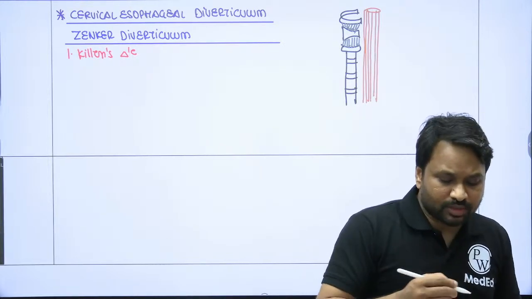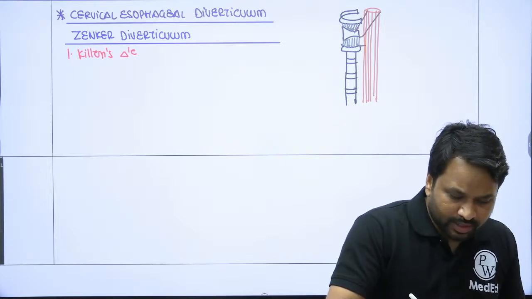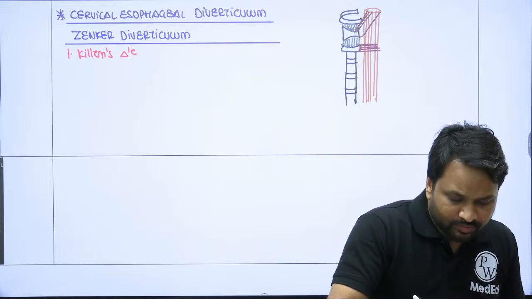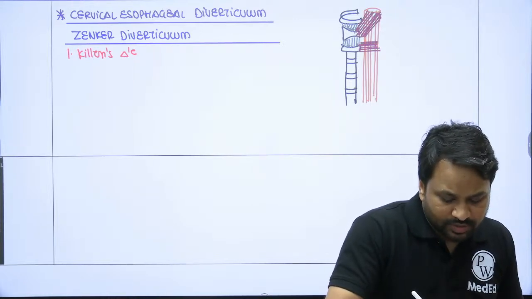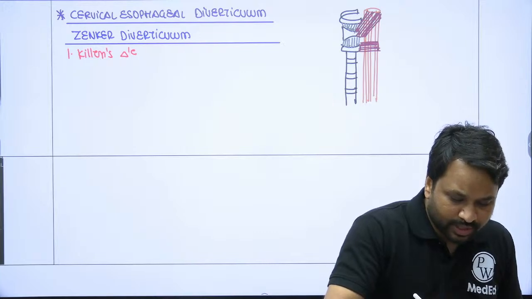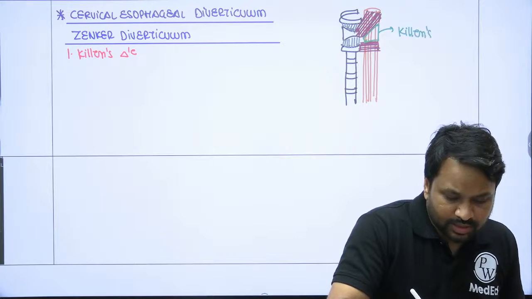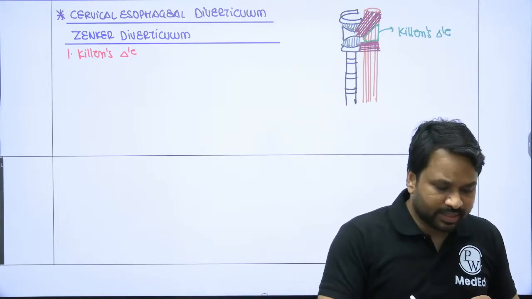The two muscles which are going to be present are the obliquely placed thyropharyngeus muscle and the transversely placed cricopharyngeus muscle. Between these two sets of muscle, you see a triangular area which is not guarded by any muscle. This is what we call Killian's dehiscence, or Killian's triangle.